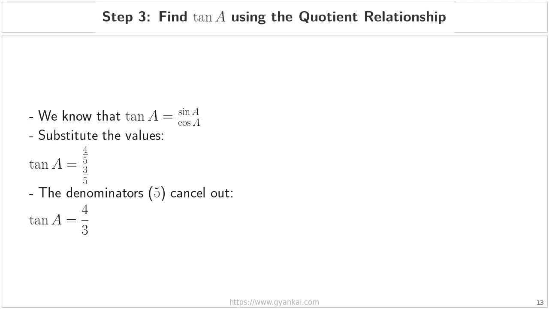Now that we have found the value for cosine in the previous step, let's move on to step 3, where we find the tangent of angle A using the quotient relationship we derived earlier in the lesson. This completes our calculation for the latter scenario, and in the next slide, I'll highlight some common pitfalls to watch out for when working with these identities.